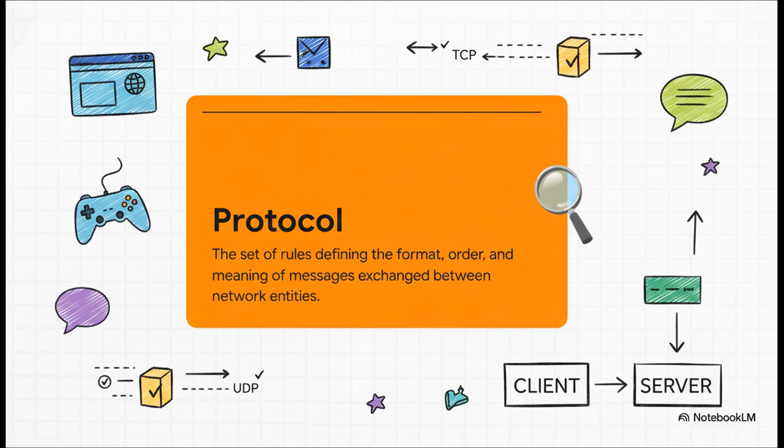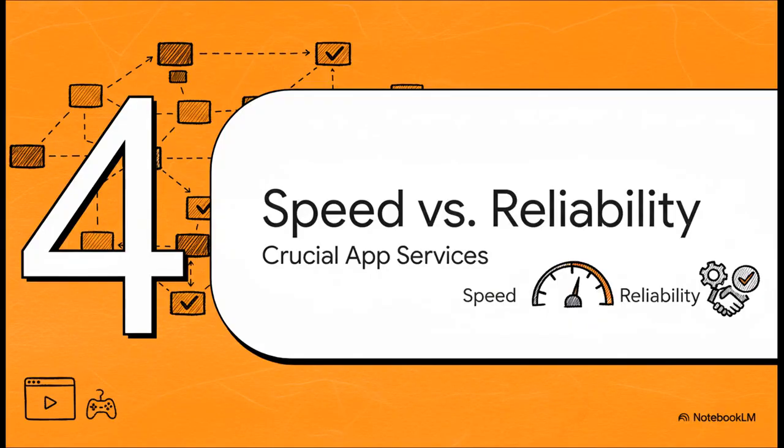Okay, so the message has arrived at the right apartment. But how do the two apps inside actually understand each other? They use a protocol. And a protocol is just a fancy word for a rulebook. It's the shared language that defines exactly how the messages should be formatted, what order they should be sent in, and what to do when you receive one. So our apps have an address, and they have a language.